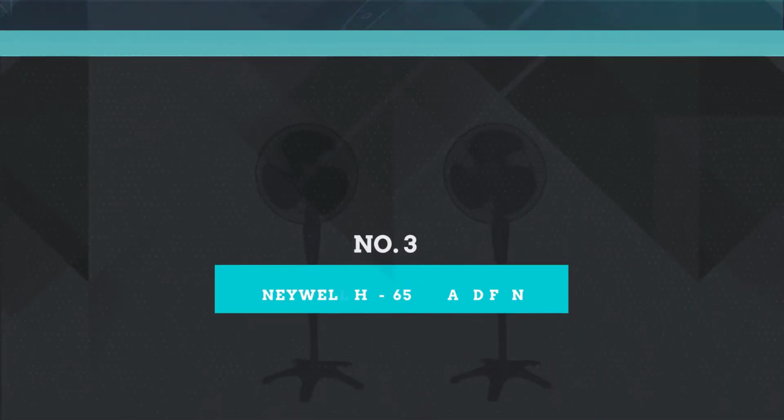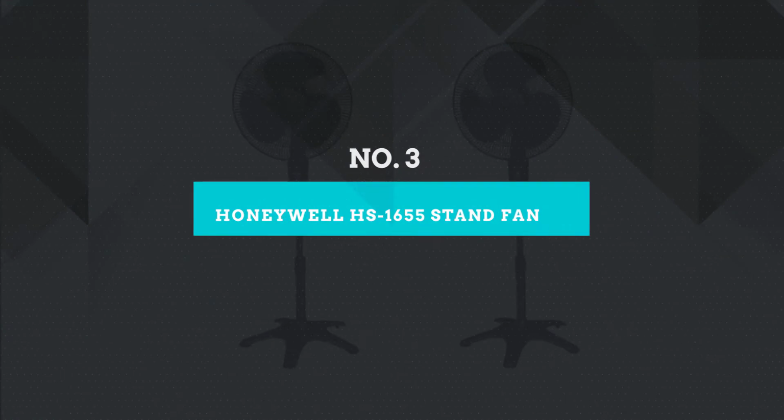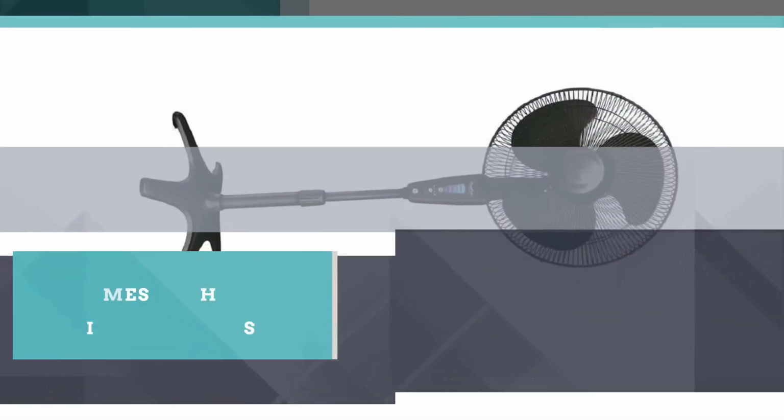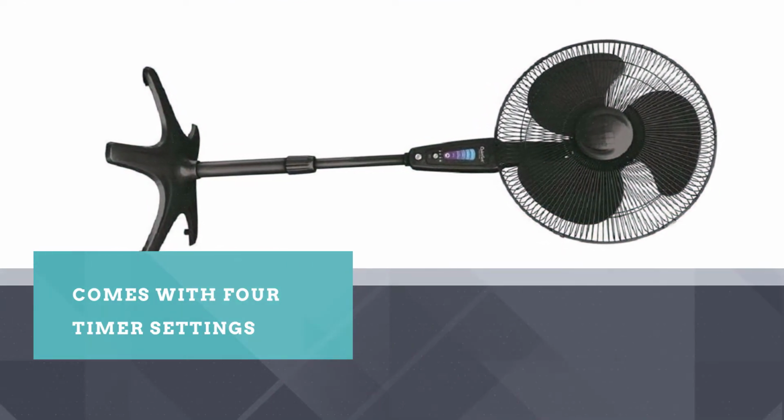Number 3. Honeywell HS1655 Quiet Set 16-inch Stand Fan. This is a powerful fan, and it comes with a set of advantages. It's a heavy-duty pedestal fan that operates quietly, as the name suggests. The five different speed levels make it a user-friendly product.